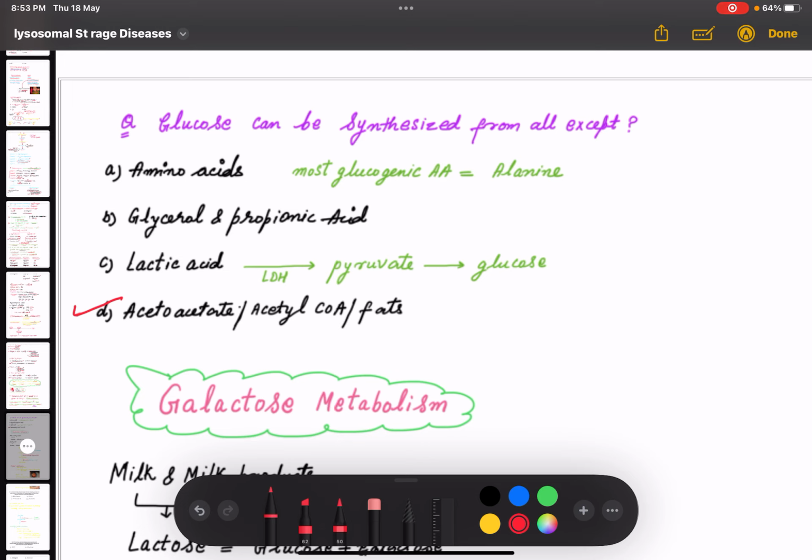See guys, another question: glucose can be synthesized from all except. It can be synthesized from amino acids, like the most glucogenic amino acid, alanine. I have told you there are glucogenic amino acids. Glycerol and propionic acid, a odd-chain fatty acid, are also sources where we can get glucose. Actually, from lactic acid also we can get glucose. How? Once the lactic acid is acted on by lactate dehydrogenase, it gets converted into pyruvate, and the pyruvate through gluconeogenesis gives glucose. But acetoacetate, acetyl CoA, and fats are never glucogenic. We don't get glucose from these three substrates.